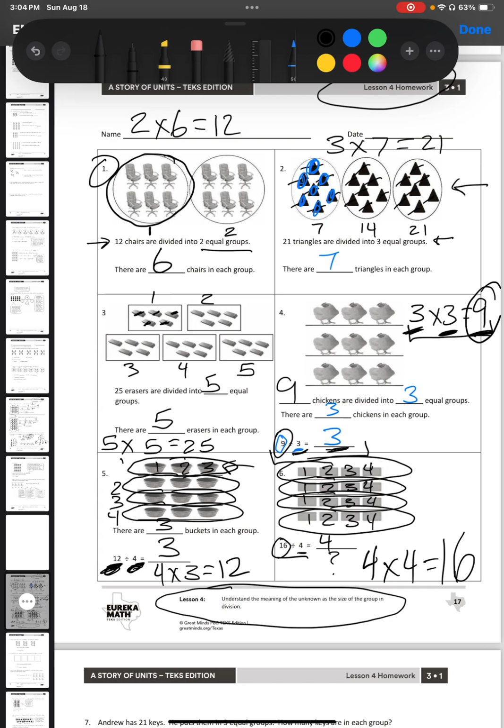That's going to be it for this first lesson 4 homework page. I will do the second page on a separate video.